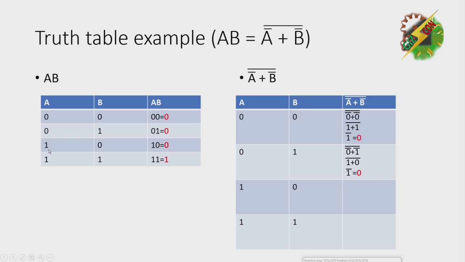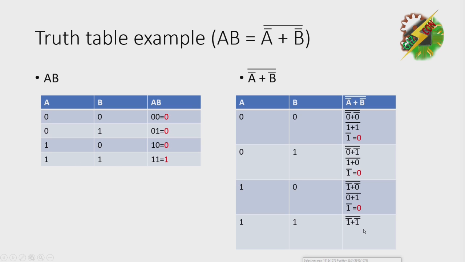Let's try to solve the third row. We have 1 plus 0 here. After that, we need to apply the negation. Then we will come up with this answer. And the final result is 0. It means the third row is the same.